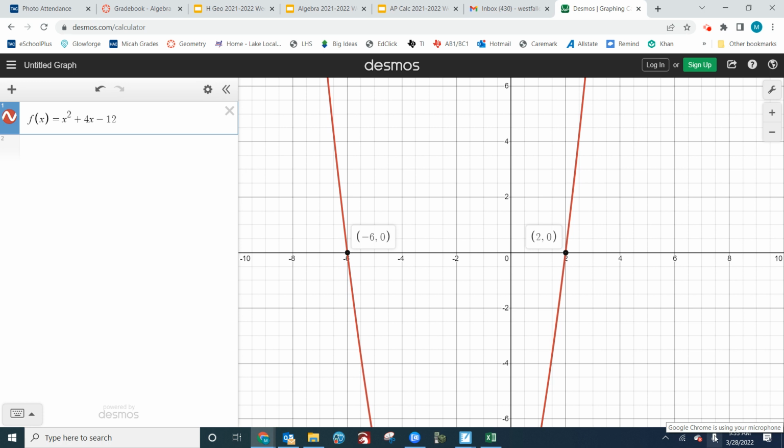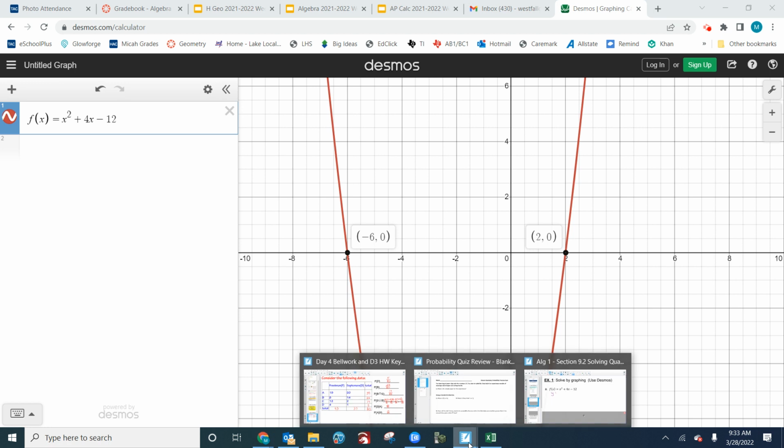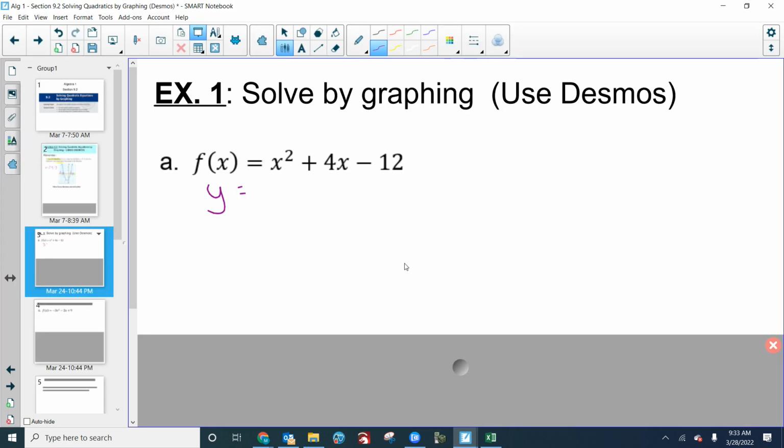Let's go back to A here. Okay, here's what I want you to write, guys. Let me erase this. Here's what I want you to write under this. We're trying to find out what numbers, if any, I can put in for x that will equal 0. Okay? And look on the graph now.